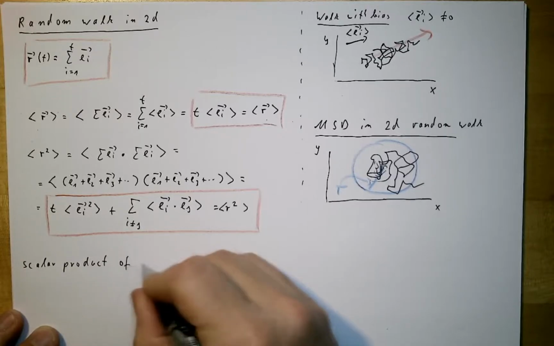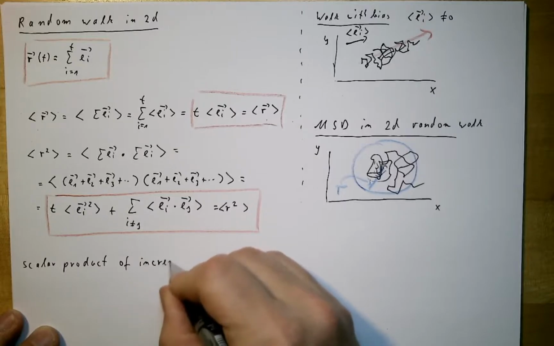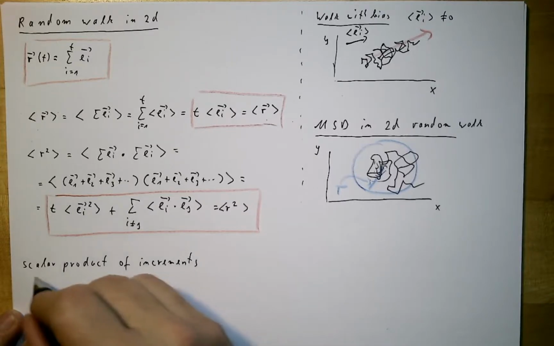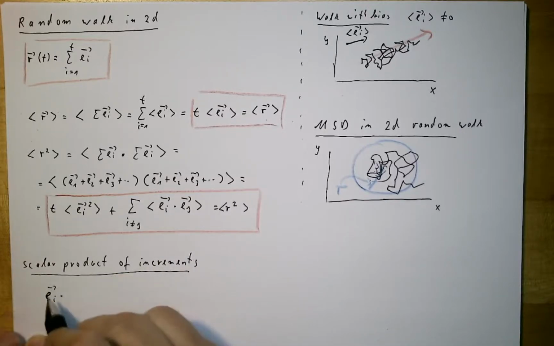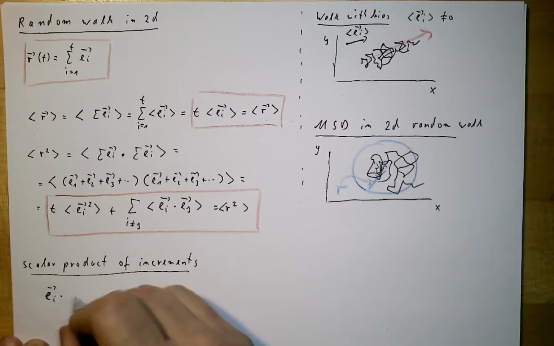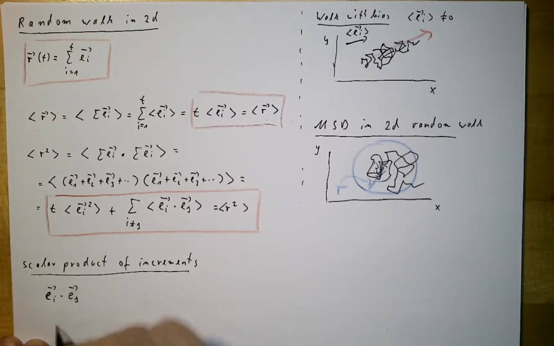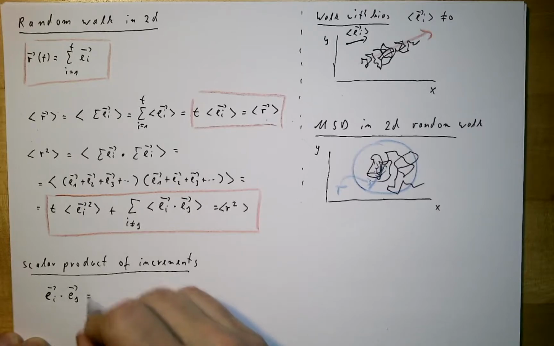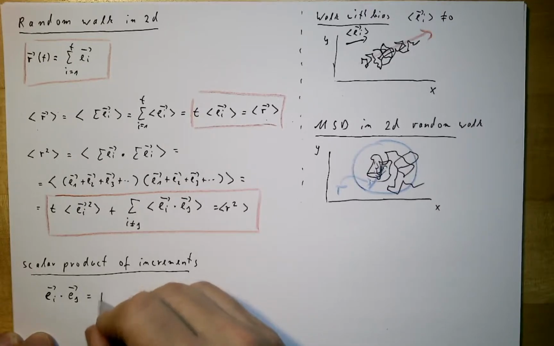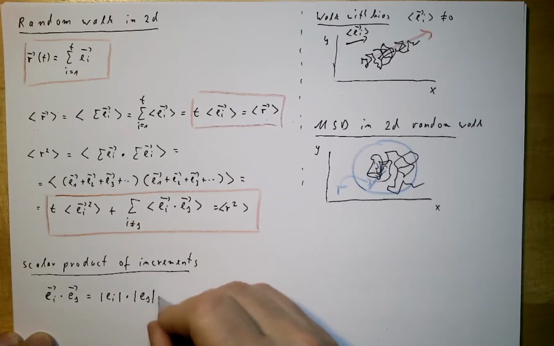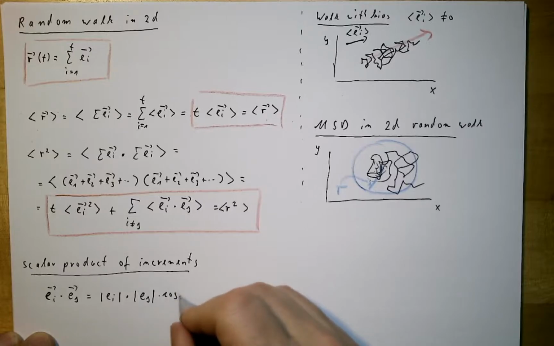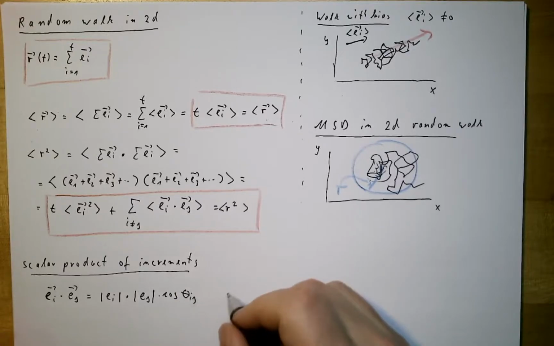Scalar product of increments. So we have here in the correlation function, or the covariance function, the product of the increment at time i multiplied by the increment at time j, and this is the scalar product. And you know the scalar product is given as the absolute value of e_i multiplied by the absolute value of e_j times the cosine of the angle between these two vectors.